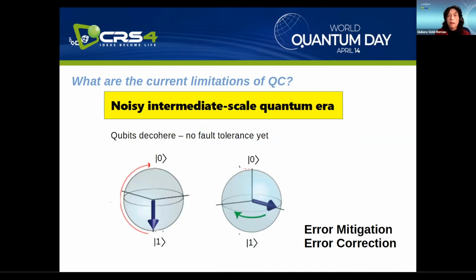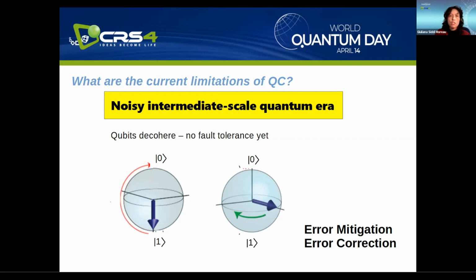What are the current limitations of QC? Currently, we are in the noisy intermediate scale quantum era, and quantum computers are affected by noise, by errors. They are not fault tolerant. Over time, the qubit begins to interact with its environment. And as time goes on and the qubit is subject to more of this environmental noise, eventually we can no longer recognize its state, and the quantum information is fully lost. This behavior will be visible as error when you do calculations.